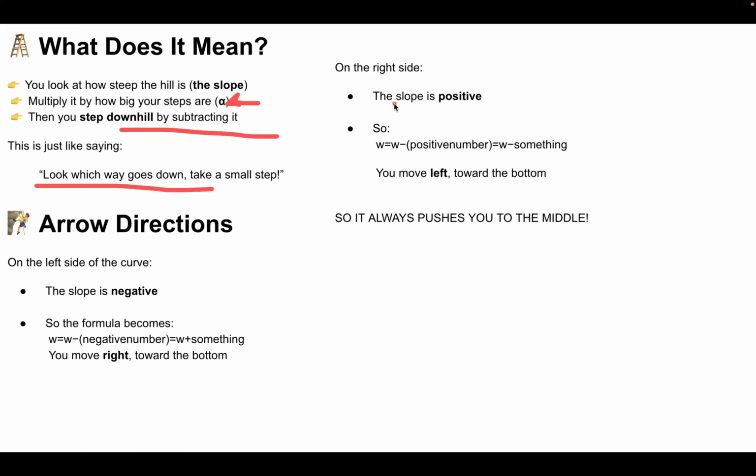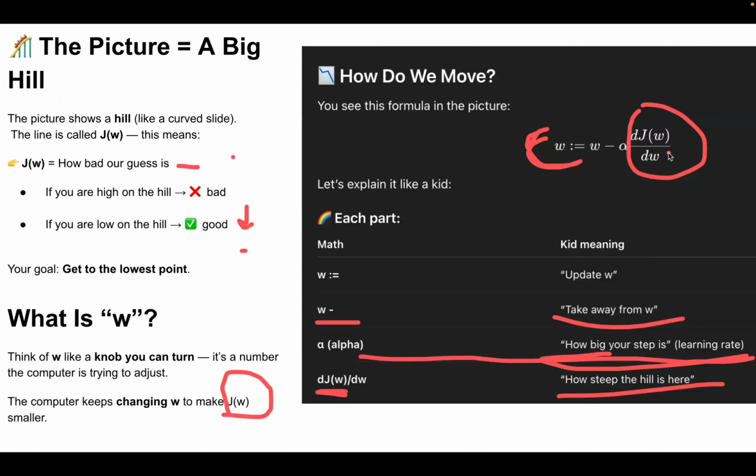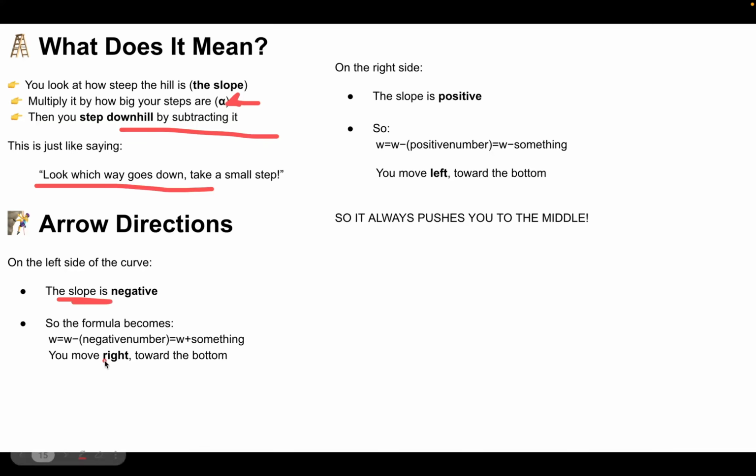All right, so for example, if the slope is giving us a negative value, the formula becomes W minus a negative value equals W plus something, right? Negative times negative becomes plus, if you did simple math in school. So that's going to be W plus something, and that will move right, which is going to move towards the bottom.